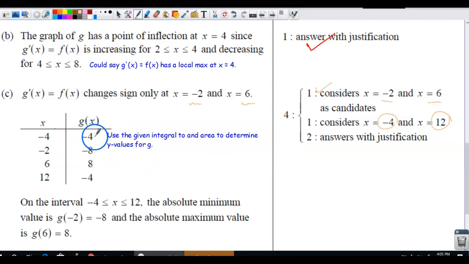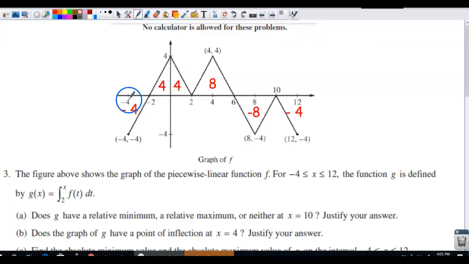To get these values right here, the -4, the -8, the 8, the -4, each one of those was found by accumulating the area starting at 2, going to, for example, for the first value, -4 under f of x or G prime of x dx. And on the next page, I'm going to turn there for just a second, you will see that I had accumulated or determined the areas of all these various triangles.